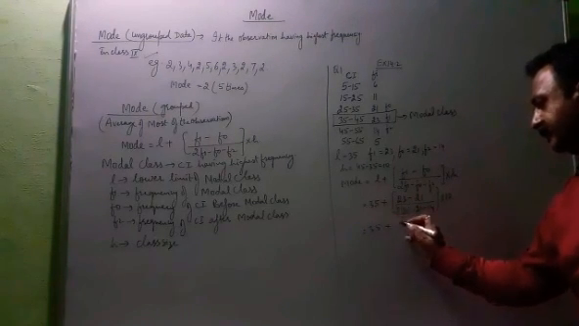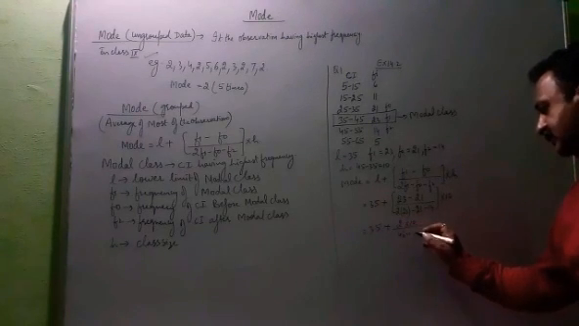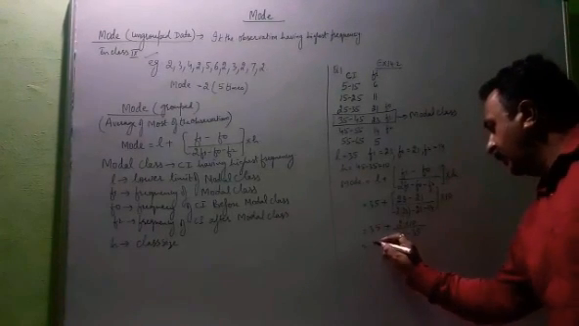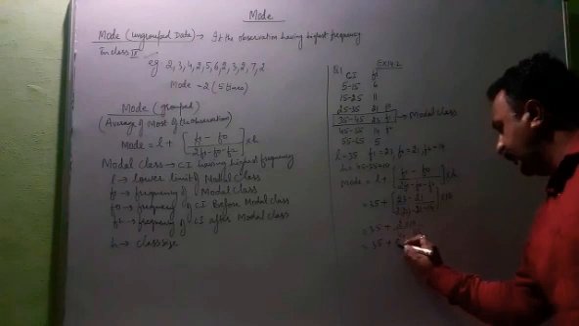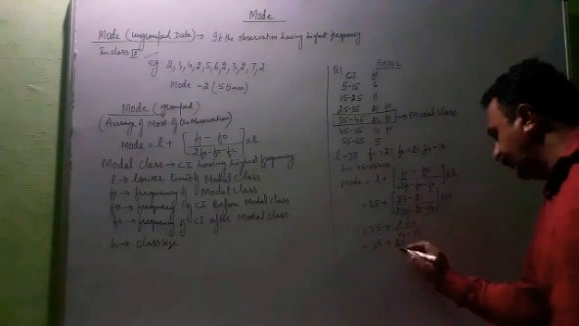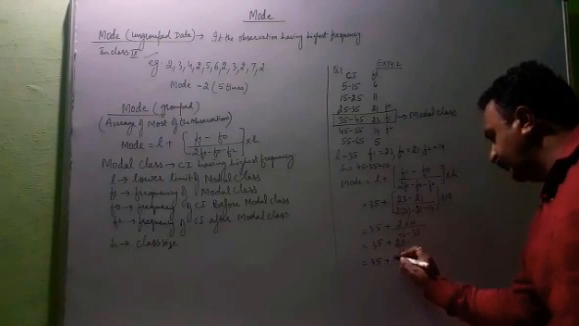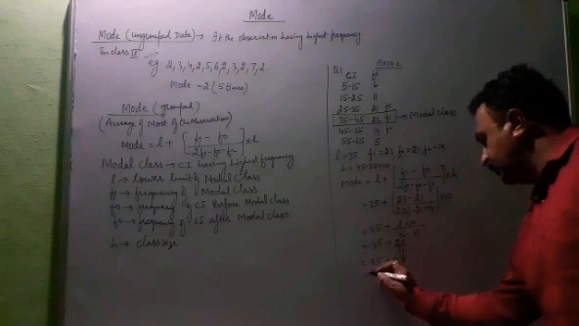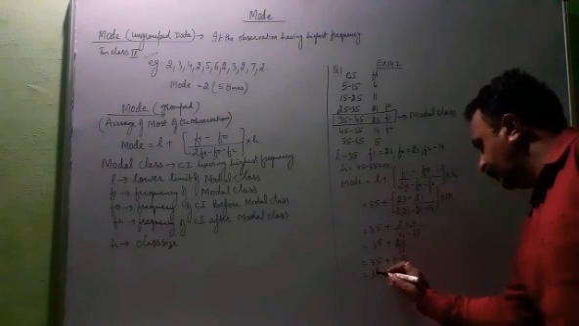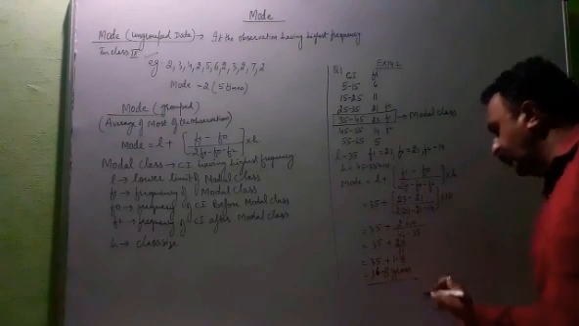35 plus 2 into 10 upon 46 minus 35. So you'll get 35 plus 20 upon 11. Now if you calculate 35 plus 1.8, it is 36.8 years. This is the mode.